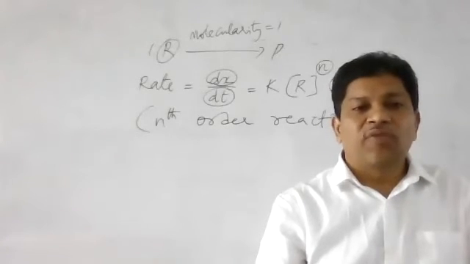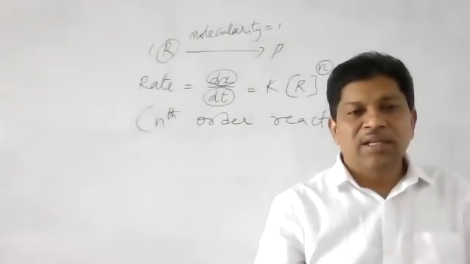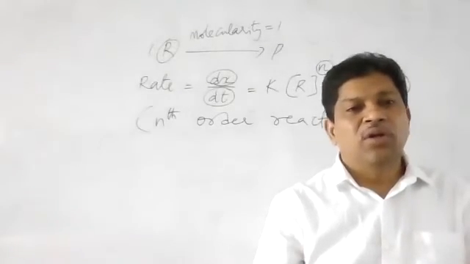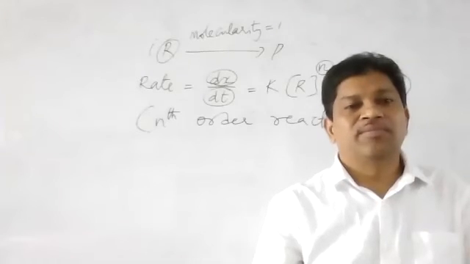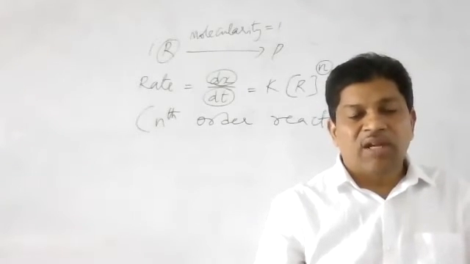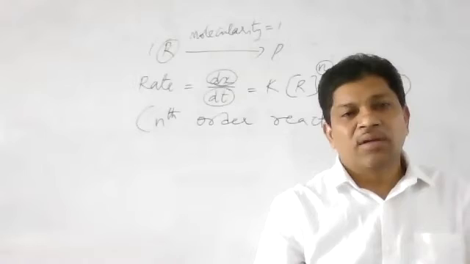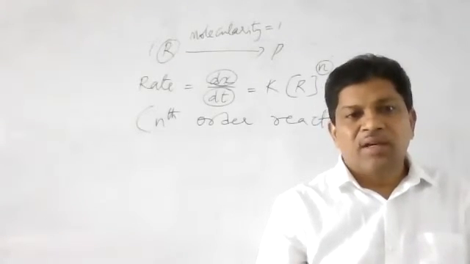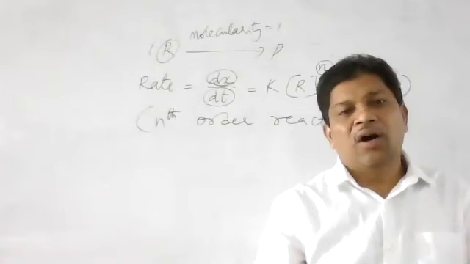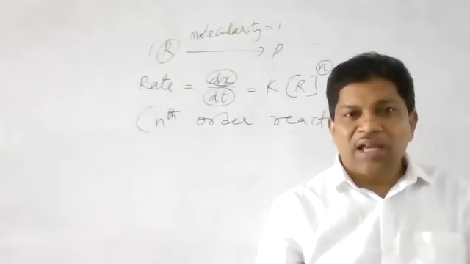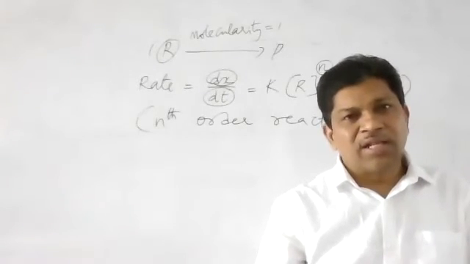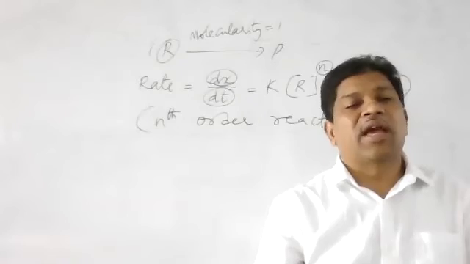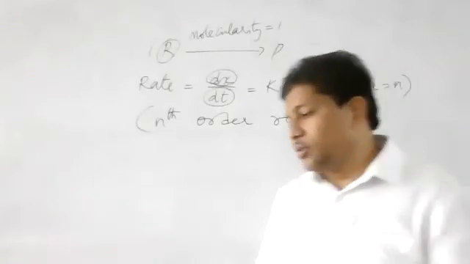And molecularity of a reaction can never be 0, negative or fractional. Molecularity of reaction can never be 0, a negative value or a fractional value. Always the molecularity may be 1, 2 or 3. So unimolecular reactions, bimolecular reactions, or trimolecular reactions. That's all. Okay, keep the point in mind.